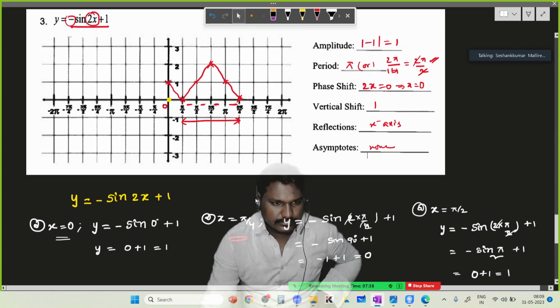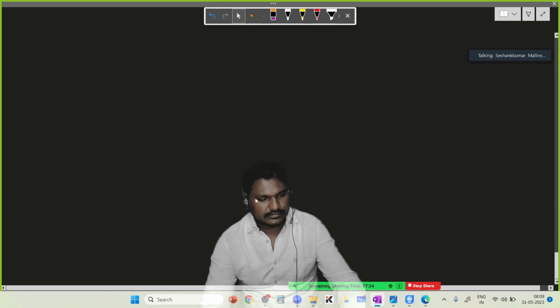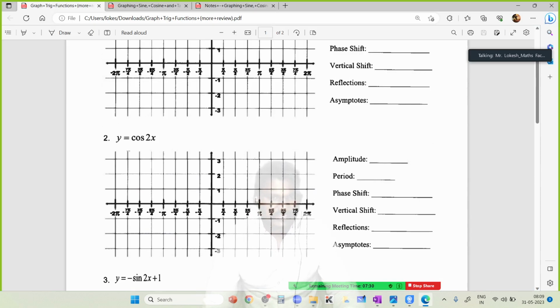Can we do one or two tan problems? Oh yes, sure. Let me do it. Those ones have asymptotes, right? Yeah, they have asymptotes because they will extend up to infinity.